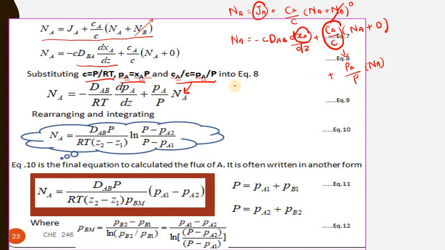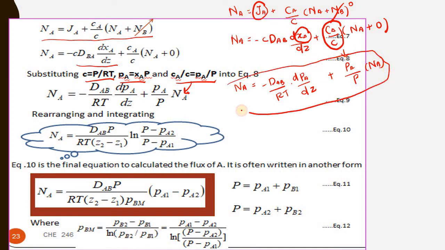So the final equation will be NA equal to negative DAB over R, the partial pressure of A over dz, plus the other term. So this will be the next equation. Okay, so when we rearrange, we don't want the derivative. So we have to integrate and solve the derivative. When we rearrange and integrate this equation, it will become this equation.